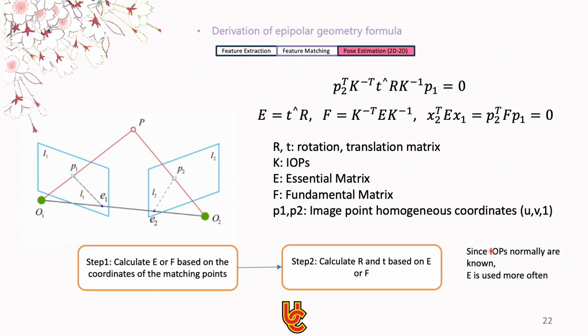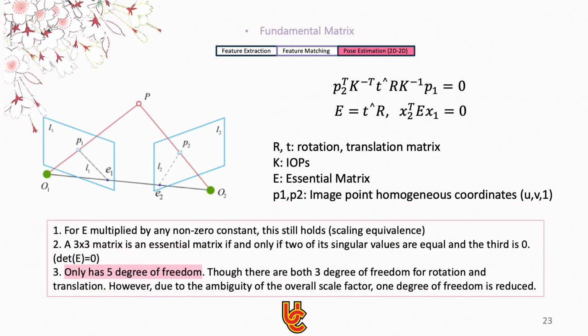Normally, the IOPs are unknown, so the E is used more often. You can see that the E contains the T and R. It means this part, right? And the other parts are P, K, and K, P. And the K is the IOP matrix. That's known. So it's easier to calculate the E matrix. So when we choose the essential matrix, we can simplify this equation here.